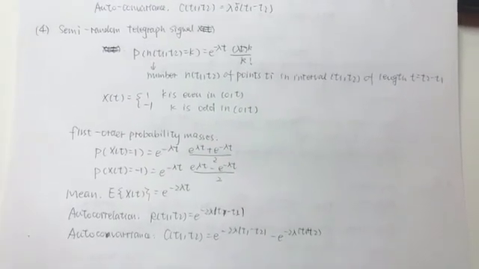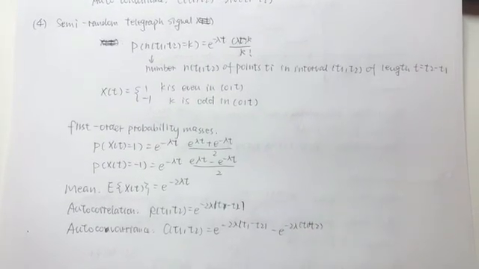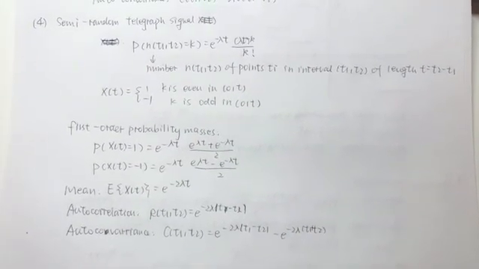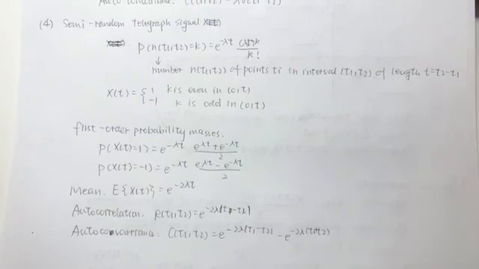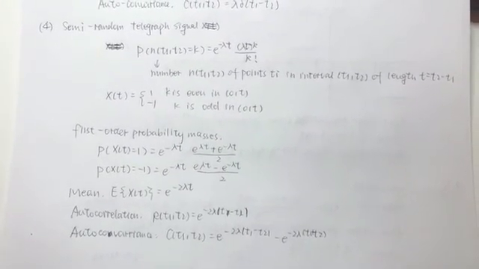Now let's come to the semi-random telegraph signal. We also define this process based on the Poisson process.